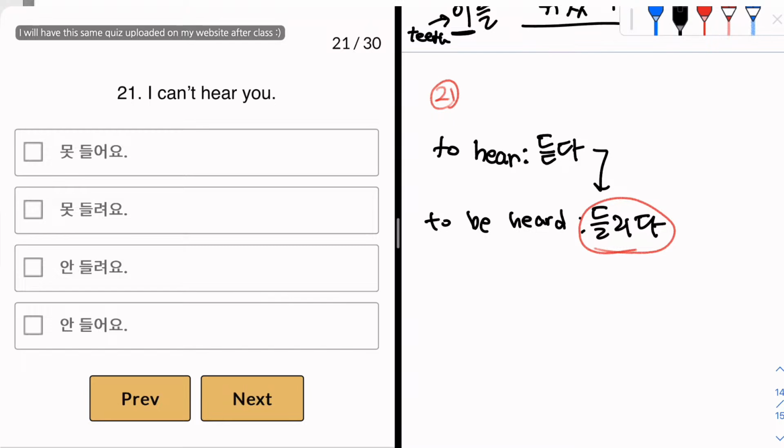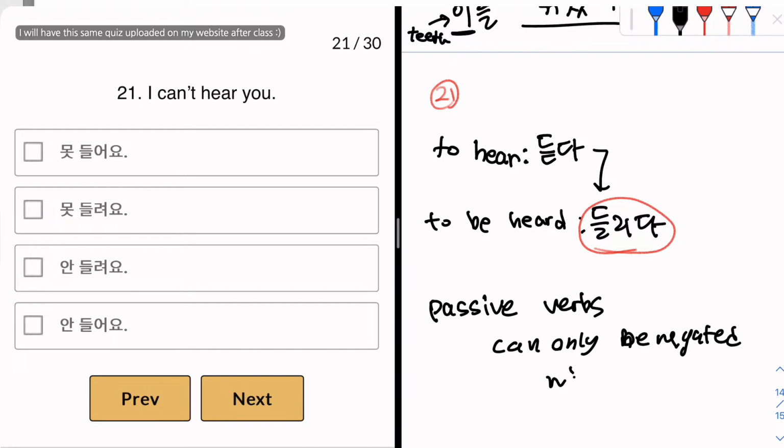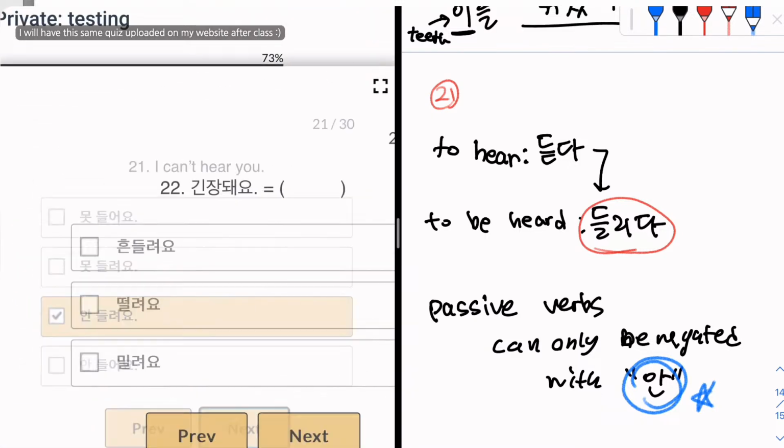And passive verbs can only be negated with 안, right? 안, not 못. Sometimes there are some cases where 못 is acceptable, but most of the time passive verbs are negated using 안. So 못 들려요 is a grammatically incorrect sentence. You can only say 안 들려요. 안 들려요. I can't hear you. 안 들려요. 볼륨을 높여주세요. Please raise the volume. You can say that, right? I can't hear you. 안 들려요.